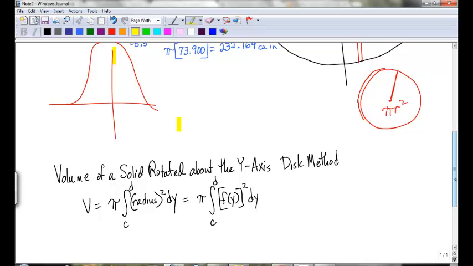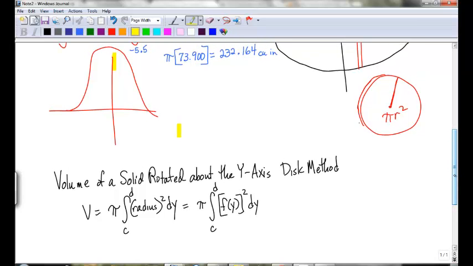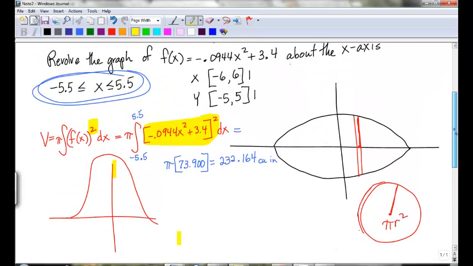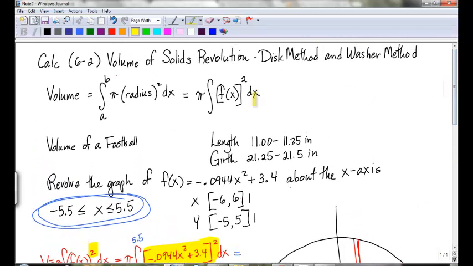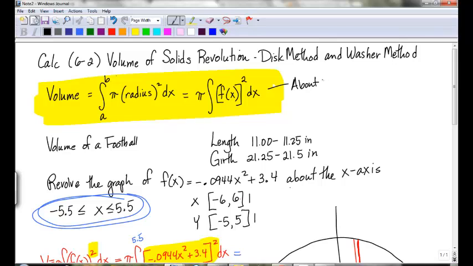Now we're going to stop and add. You need to say volume, disk method, and I would say about the y-axis. This one up here, the first one that I gave you, you might want to add to that. This is about the x-axis, rotated about the x-axis, and it is the disk method.